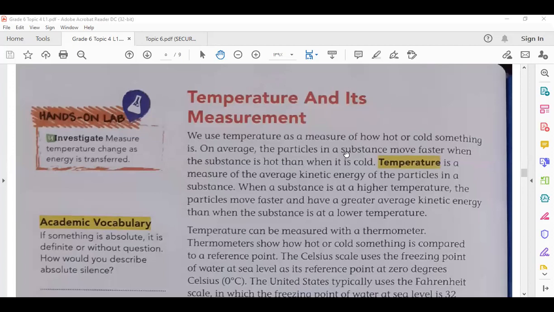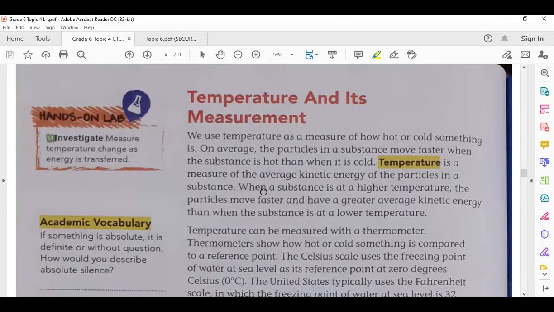In the previous lesson, we were talking about temperature. Temperature, as you know, is what? It's a measure of the average kinetic energy of the particles in a substance.